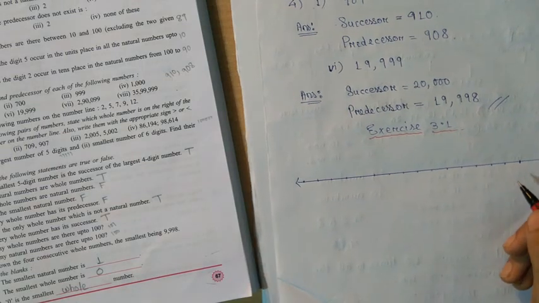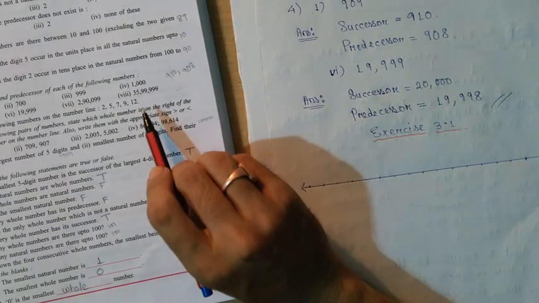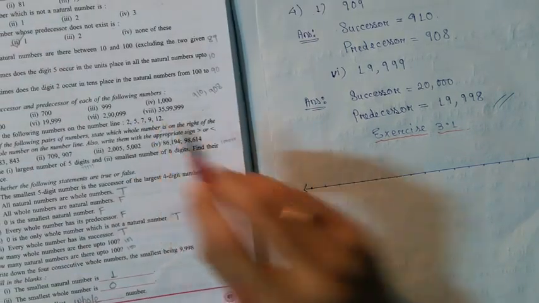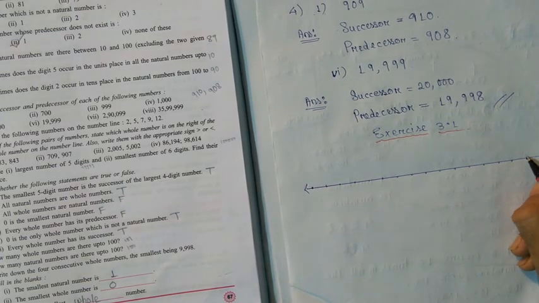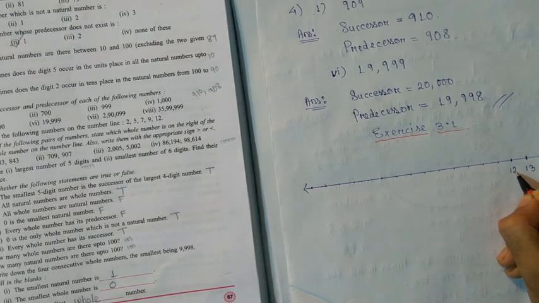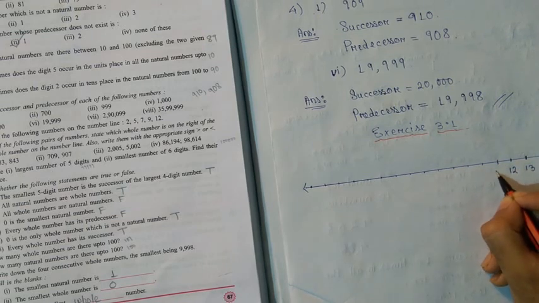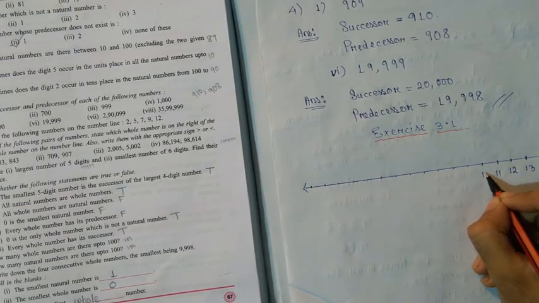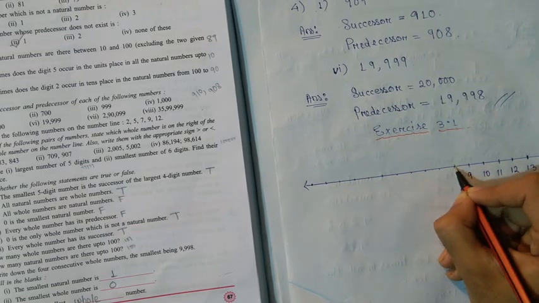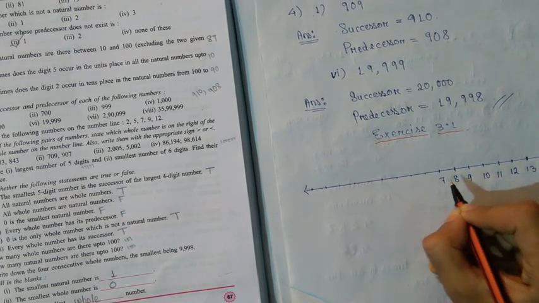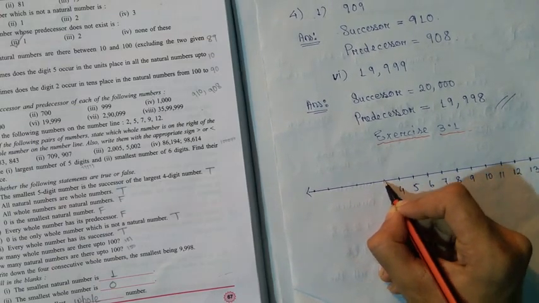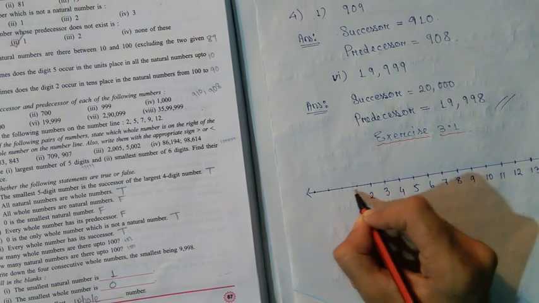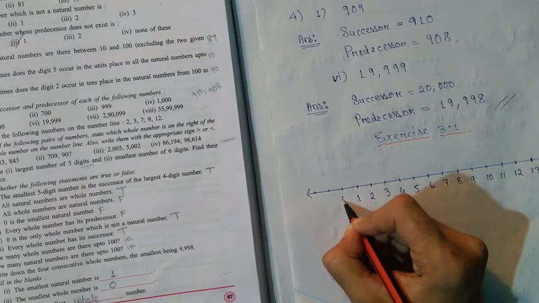Okay, we have to start from 0 and we have to write up to 12 because they have asked us to write up to 12. Therefore, we will start from 13 from the right side. This is the right side. Here we will write 13, so here we will write 12. That means 12 numbers will come here. This one is 11, this number is 10, 9, 8, 7, 6, 5, 4, 3, 2, 1, 0.